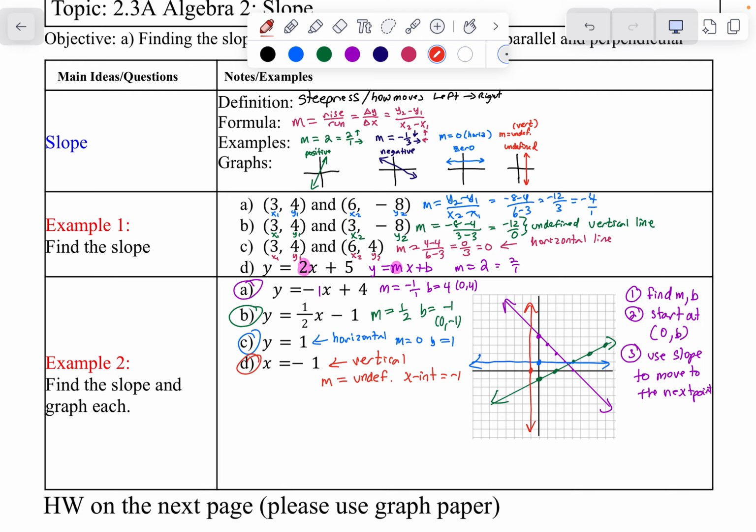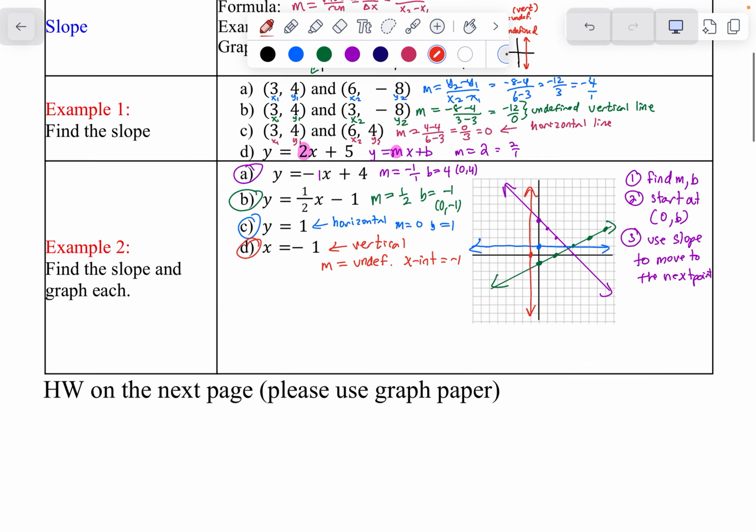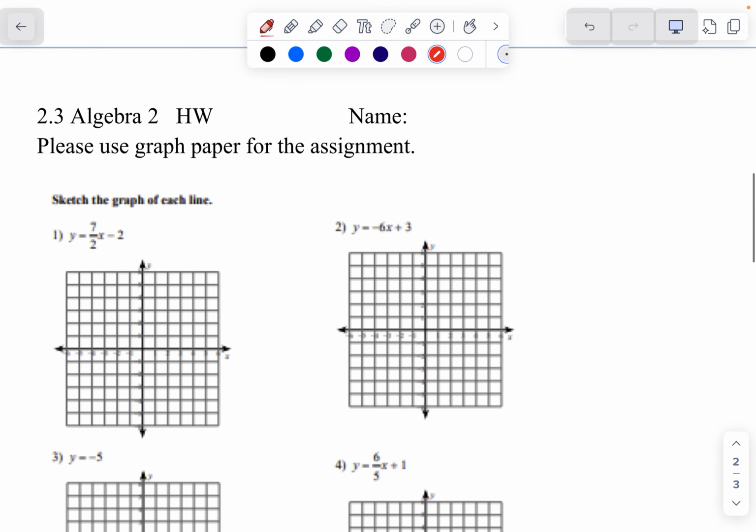Okay. Now, on the next page, you want to use graph paper, but I need you to add a little bit of notes. I want the slope. Tell me the slope and the y-intercept. If it doesn't have a y-intercept, then tell me the x-intercept, okay? There are 12 of them. Let me give you some graph paper, and then that's what we're doing today, okay?